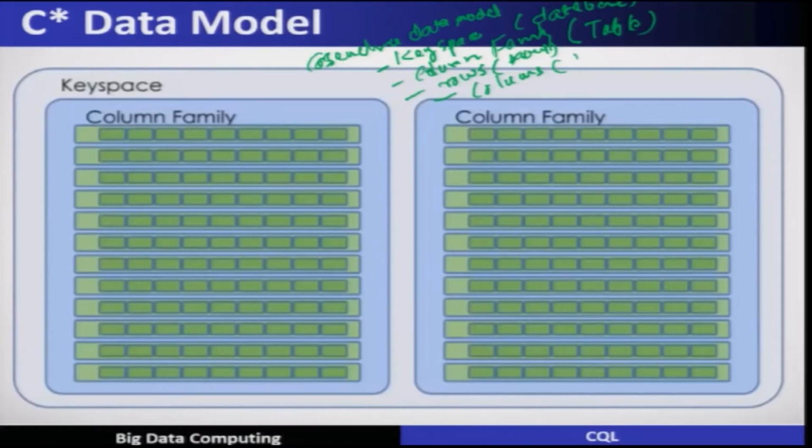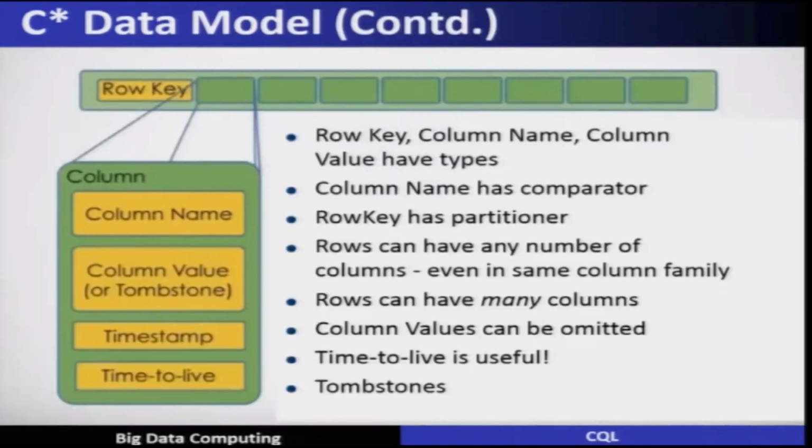So, this particular aspect which we have now seen: the key space refers to the database of an RDBMS, and column family is a reference to the table in an RDBMS, and these are all called rows, and every row has multiple columns. So, this comprises the data model.